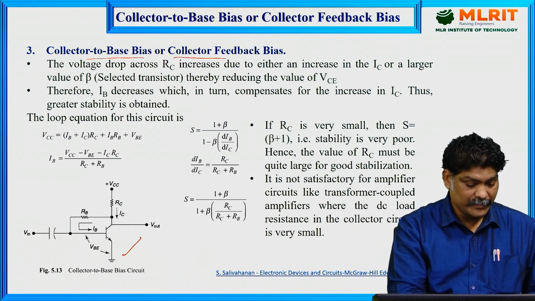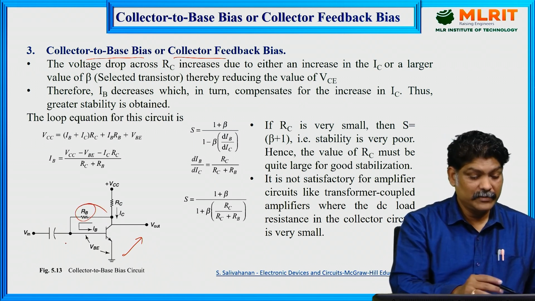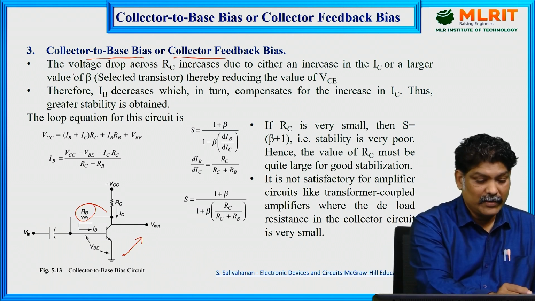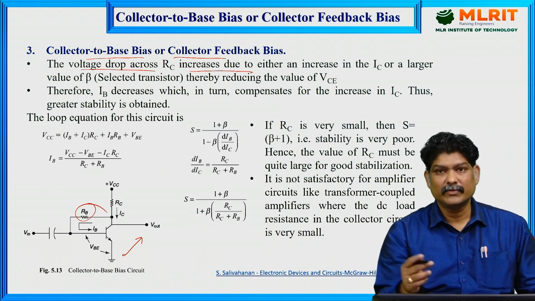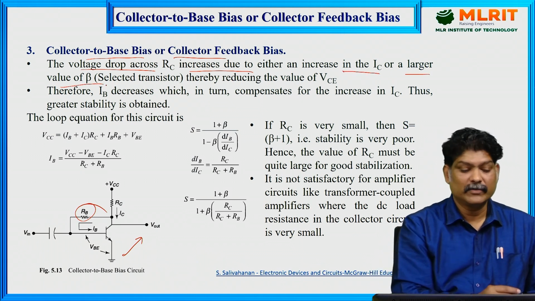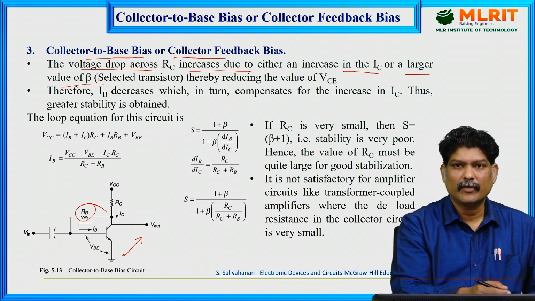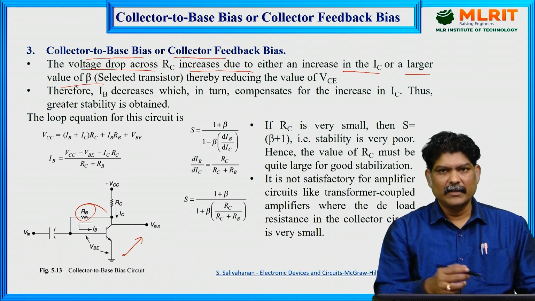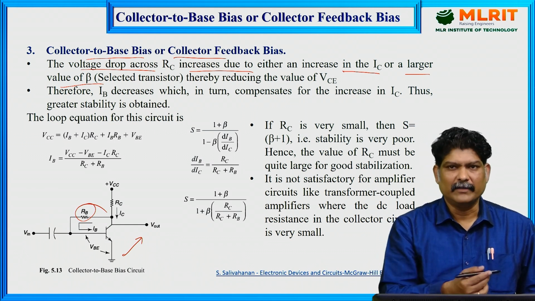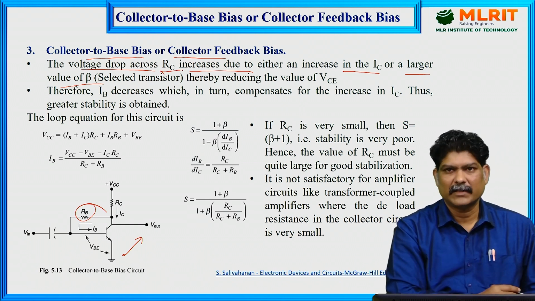So this is the circuit. Here there is a resistor between collector and base, and this gives the name collector to base bias. Here the voltage drop across RC increases due to the temperature effect, because IC increases and the value of beta also increases. These are the main reasons why the voltage drop across the collector resistor increases. If you use a transistor with a higher beta value, amplification factor, then there is also a change in the voltage drop across the collector resistor RC.